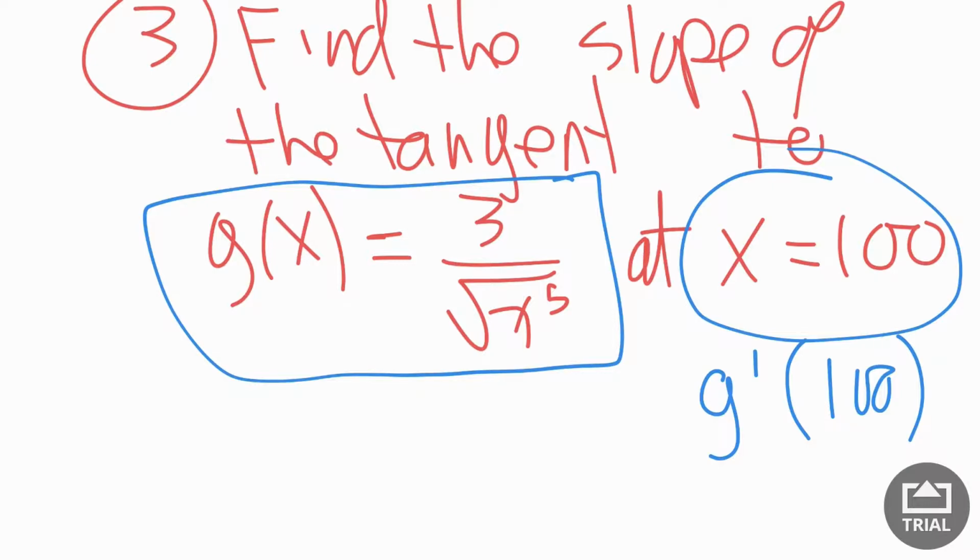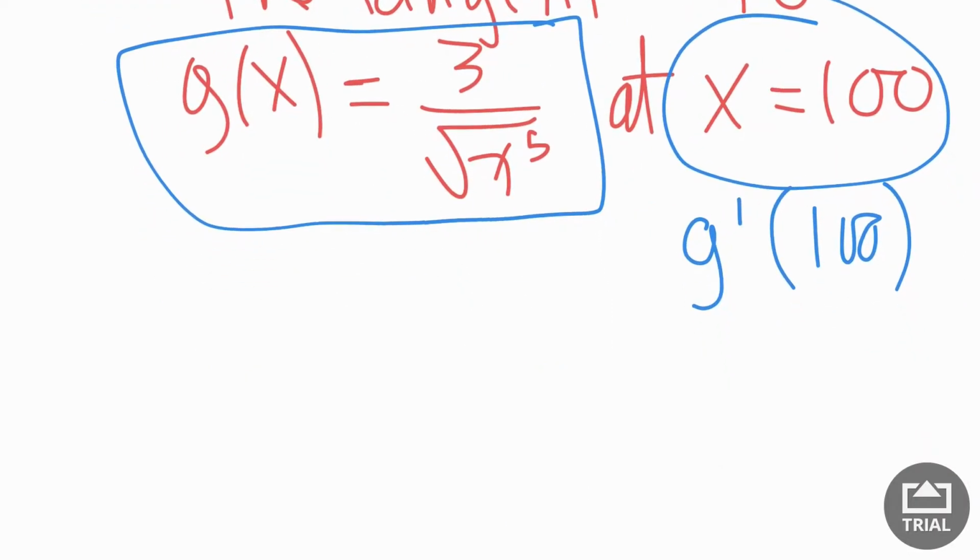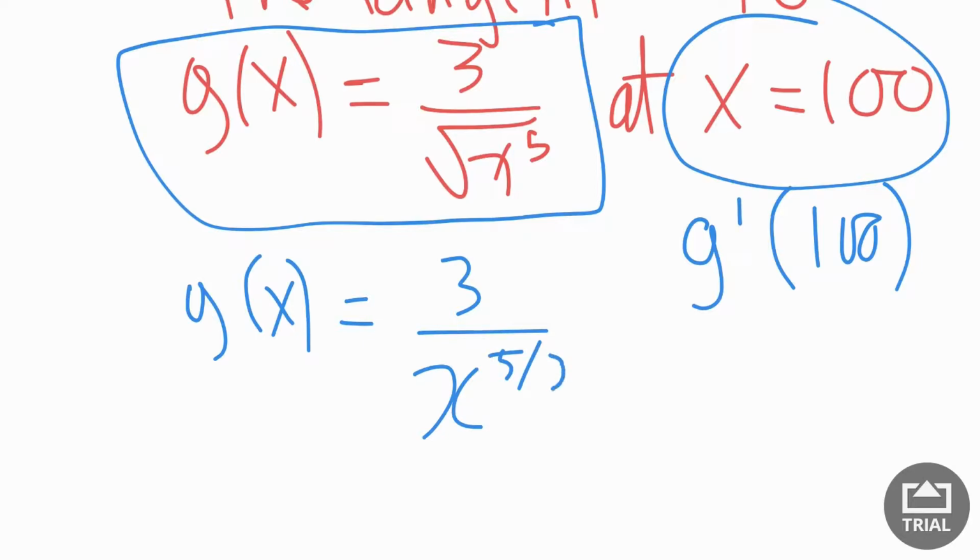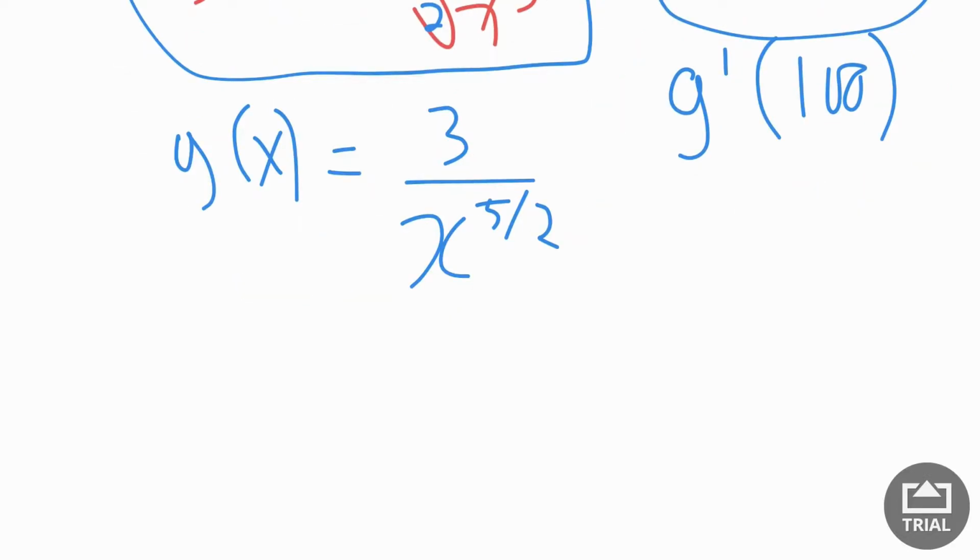The slope of the tangent, the slope of the curve at that point, the instantaneous rate of change, the IROC, they all have the same meaning. It's called evaluating the derivative, so substituting in 100 for the derivative. So first I need to write that with rational exponents, fractional exponents. So g of x equals 3 over x to the 5 halves, because it's the square root. Right? It's the square root. And now I need to bring that up to the top.